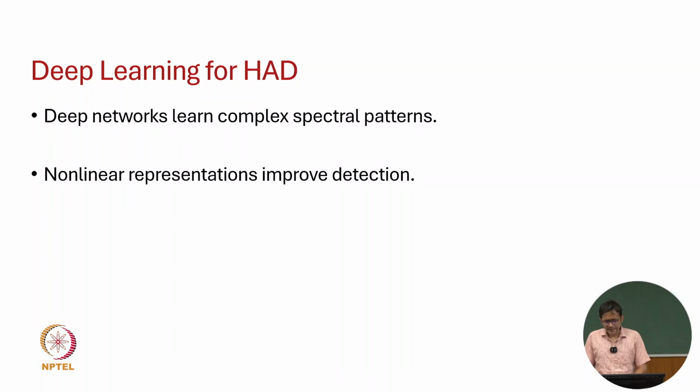So we'll come back to this dual window approach very soon again. However, let us slowly move to the deep learning for hyperspectral anomaly detection. The deep networks learn complex spectral as well as spatial patterns, and the nonlinear representation improves anomaly detection significantly.